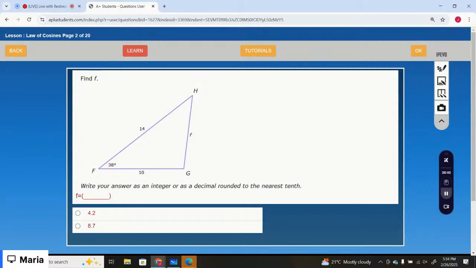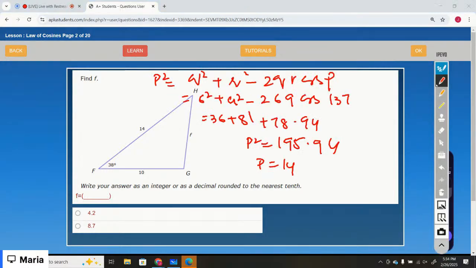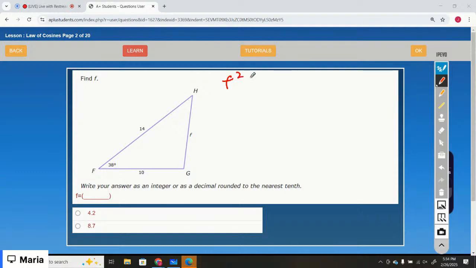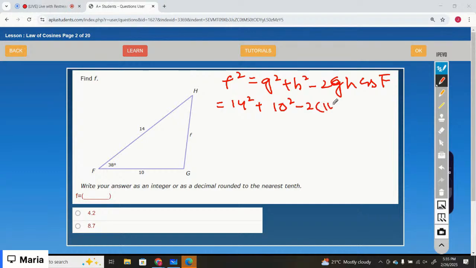Find F. That is F square equals G square plus H square minus 2GH cos F. So 14 square plus 10 square minus 2 times 14 times 10 cos F, where F is 38 degrees.